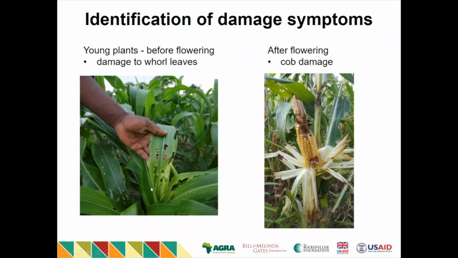So this is typically the type of damage that farmers observe for the first time. If young plants are attacked, we see leaf damage like this, which can only be a fall armyworm type of damage, because stem borers don't do this type of big holes inside leaves. If plants are attacked close to tasseling and after flowering, we get cob damage, which is caused by fall armyworm larvae that feed on the ears.